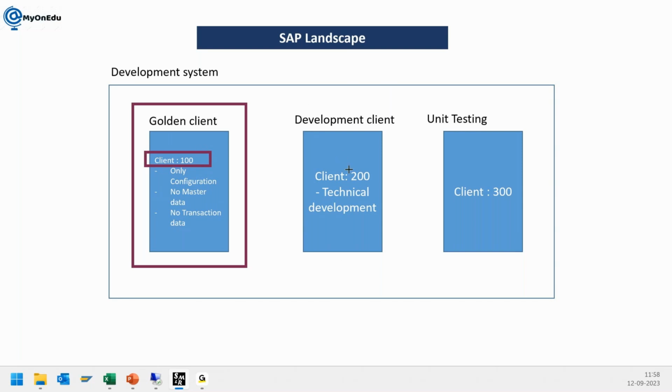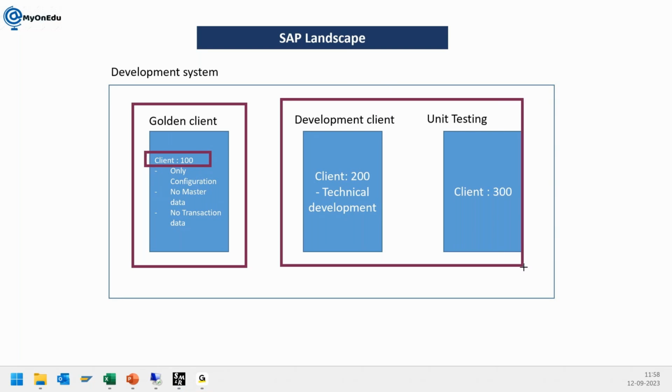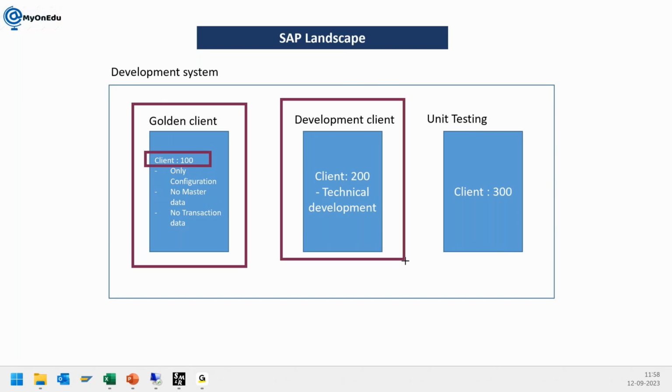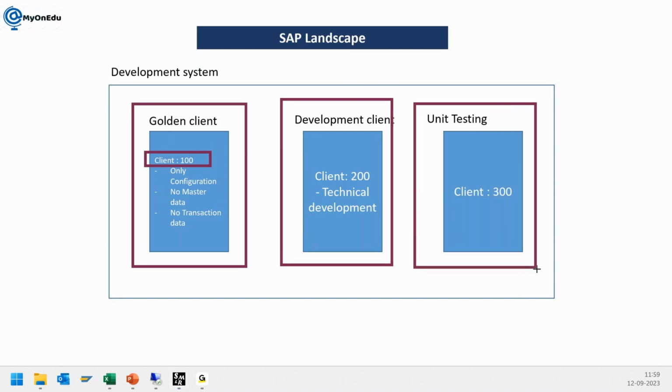And then in the same development system we have another client, or if it is a two-client system, then we have another client where you can do the testing. And sometimes an organization will have a different client, for example, a different client for technical development where only the aware person or the technical team have access, so they will do the programming and the program changes. And then we will have a testing client. It's a different client where we will create the master data or transaction data and we will do the testing.